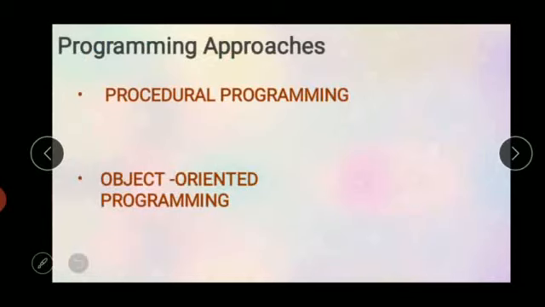So let's move to the programming approaches. It is object-oriented programming, right? So what is object-oriented? Actually, there are two approaches of programming. First one, procedural and object-oriented. That means a user can use these two approaches to give instructions to the computer. And all the programming languages are under these two programming approaches.